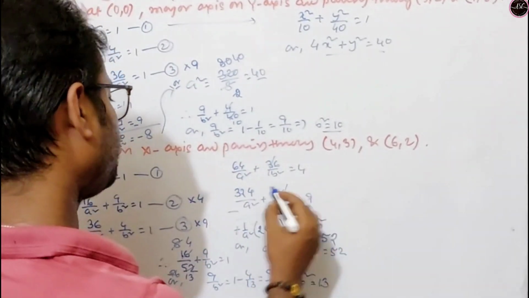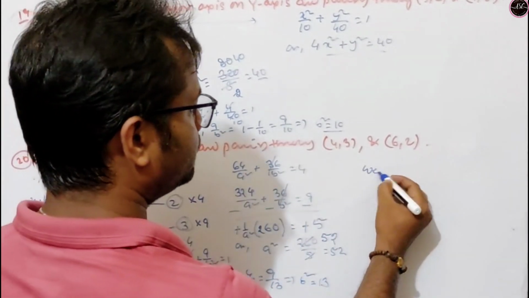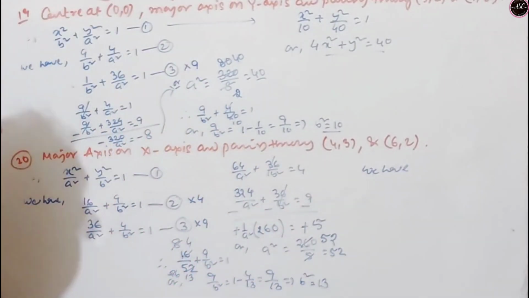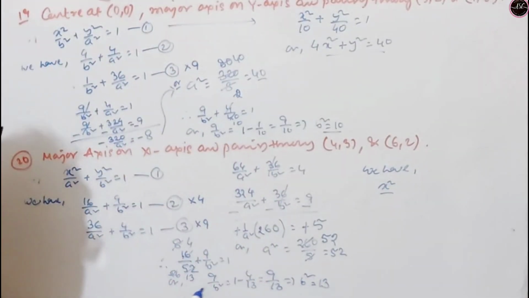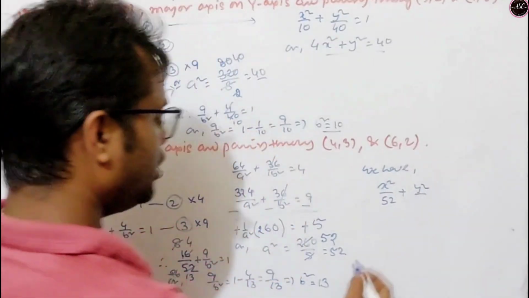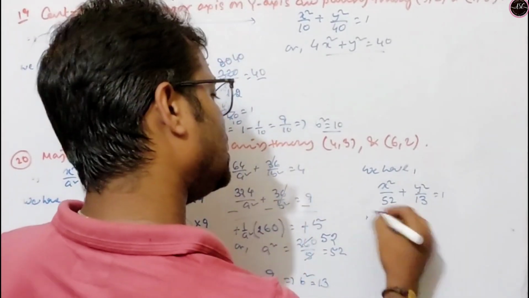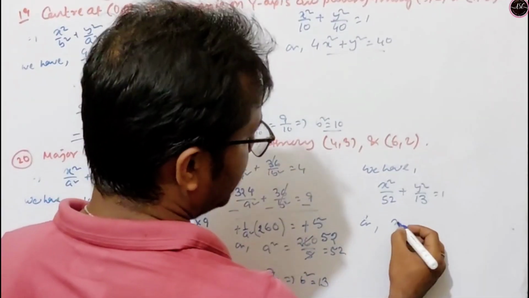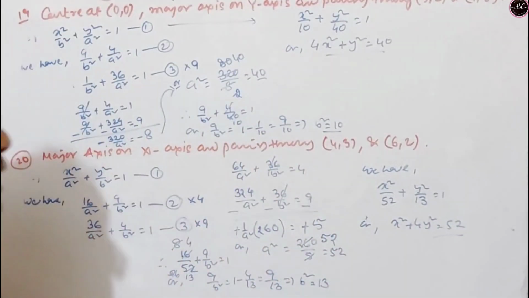Okay. So just put the value of a square and b square in equation 1. We have x square divided by a square equal to 52, and y square divided by b square equal to 13, equal to 1. So this is the required equation, or this can be written as x square plus 4y square equal to 52. Okay, clear?